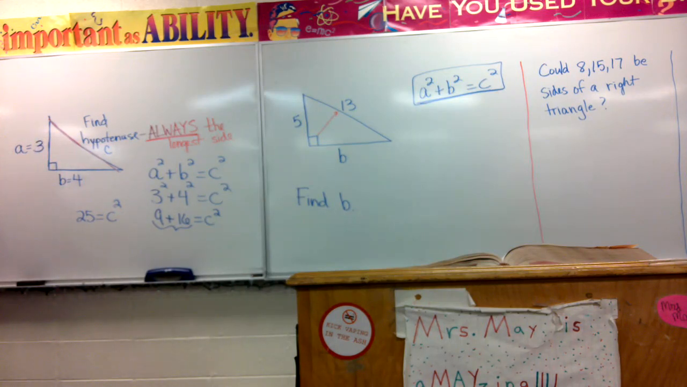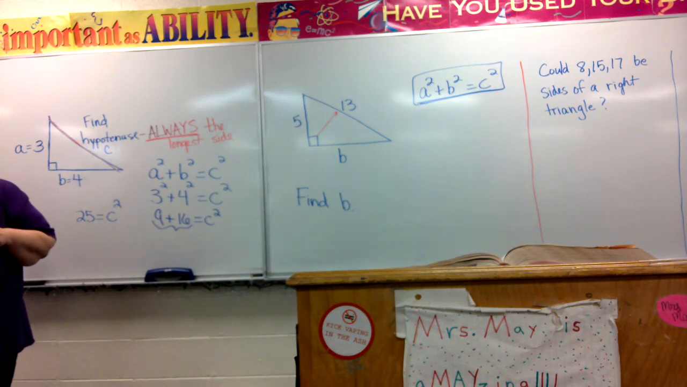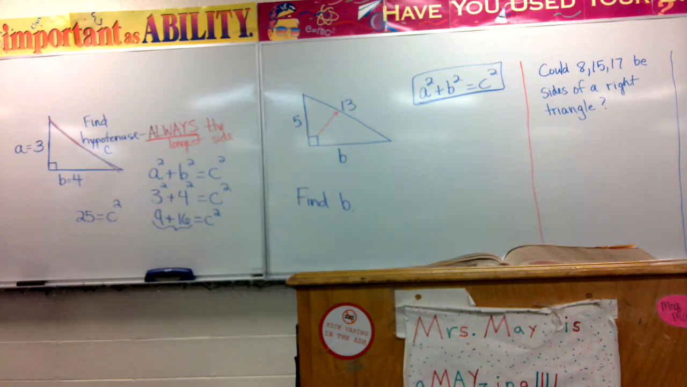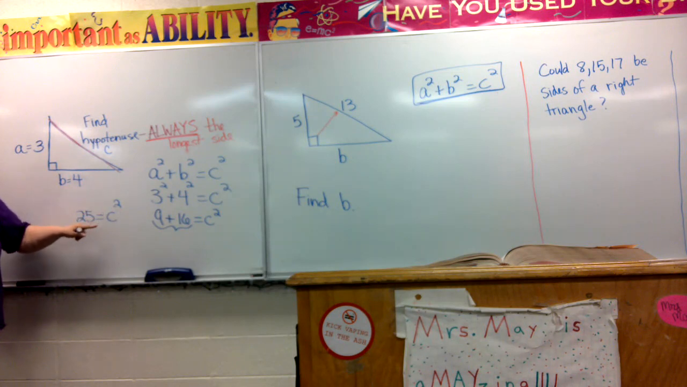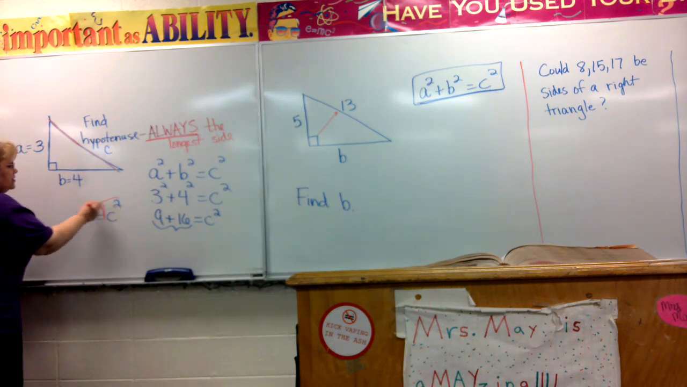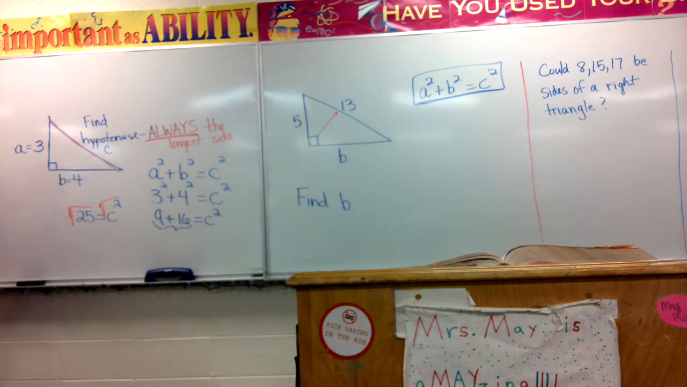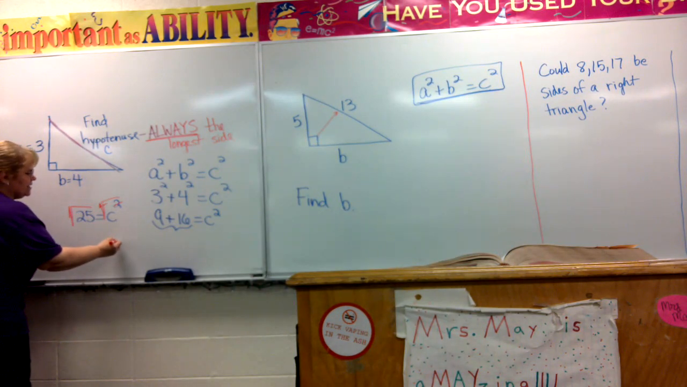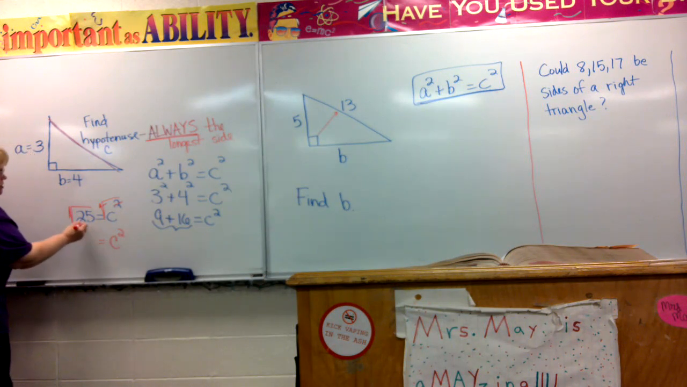Now, we don't want to know what c squared is. We want to know what c is. So the square root of 25. Square root is the inverse operation. Like adding and subtracting are inverse operations. Multiplying and dividing are inverse operations. Pay attention. Square and square root are inverse. So if you want to get rid of the square, you need to take the square root of both sides. The square and the square root will cancel, and you get c equals 5.